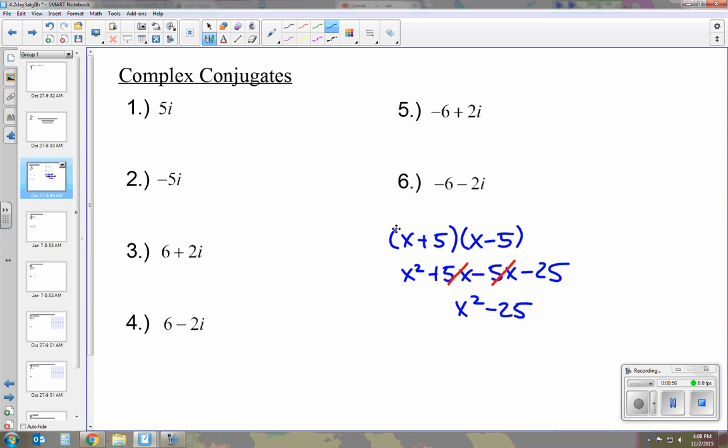So let's talk about what the complex conjugate is of each of these. For 5i, it's going to be a negative 5i. For negative 5i, it'll be 5i. For 6 plus 2i, it's going to be 6 minus 2i. And 6 minus 2i will be 6 plus 2i. For number 5, negative 6 plus 2i, we just changed the middle, so it's going to be a negative 6 minus 2i. And for negative 6 minus 2i, it is a negative 6 plus 2i. Okay, so that is the complex conjugate of each of these. And we're going to use them now to divide.